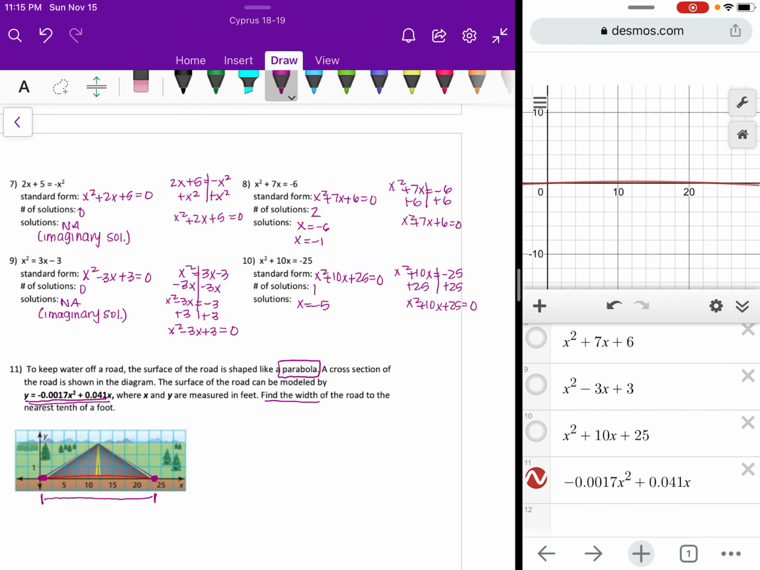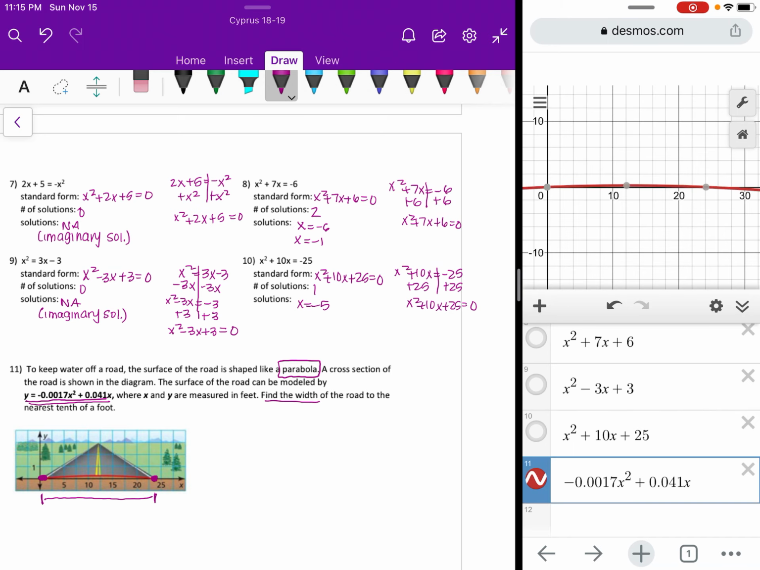But if I click on that red curve, you can see, I have to zoom out a little bit more here. You can see there are 3 gray dots. The one in the middle is actually the vertex. It's not on the x-axis at all. These other 2 are. So those are the edges of this road. The left side is at 0, 0, and the right side is at 24.1, 0.